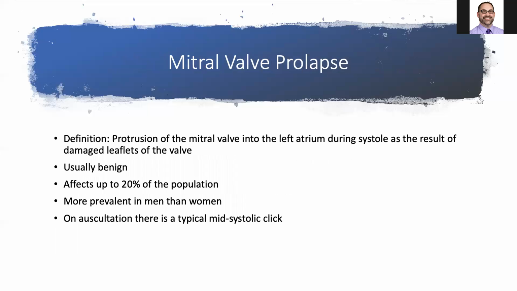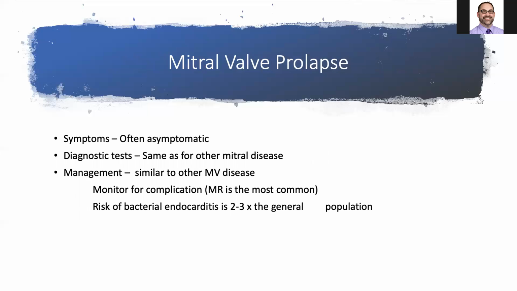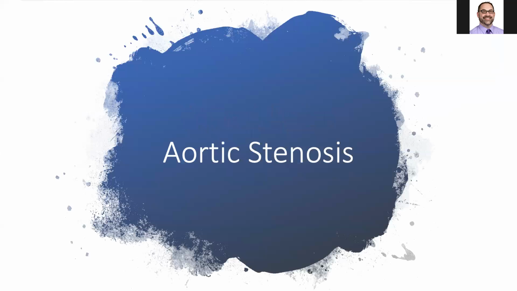So mitral valve prolapse, again, is protrusion of the mitral valve into the left atrium during systole as a result of damaged leaflets on the valve. It's usually benign. 20% of the population has this, more prevalent in men than women. On auscultation, there's a typical mid-systolic click. Again, patients are usually asymptomatic. Diagnostic testing is the same as for mitral disease. Management is similar to mitral valve disease, but most of the time it's just monitoring. Most of the time patients don't need additional follow-up once this is diagnosed if they're asymptomatic.